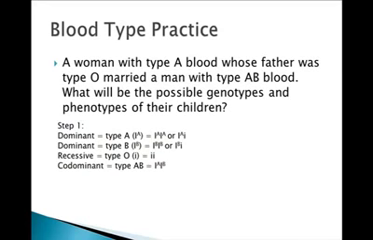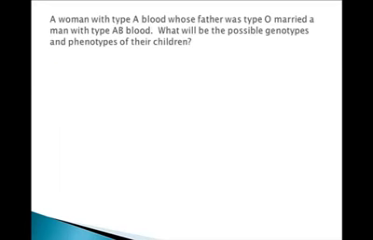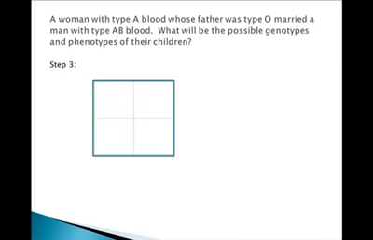Okay, so we've written out the steps. Now we write the cross. We know that she's I^A little i, and the man is type AB, which there's only one genotype for that. So step 2 is to write out the cross. And now we're going to do step 3. So we're going to cross those two. And it's a 2x2 cross. So we're going to put mom across the top and dad on the side. And then we're going to bring those column headings down and bring those row headings across. And there's your Punnett square.